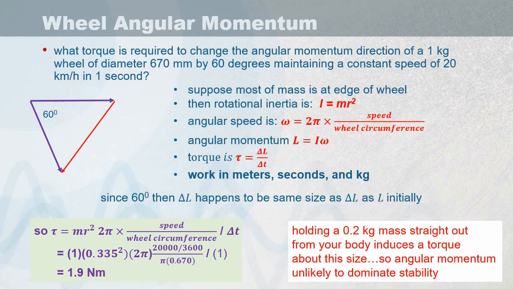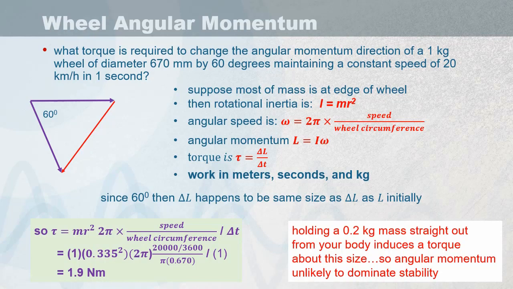So then to calculate the torque, it's going to be equal to the magnitude of the change of the angular momentum, which in this particular geometry and constant continuous speed of the bicycle case is just equal to the magnitude of the original angular momentum. And that's equal to m, the mass of the wheel, times the radius of the wheel squared, times 2 pi, times the speed of the bicycle, divided by the wheel circumference, and then divided by the time change.